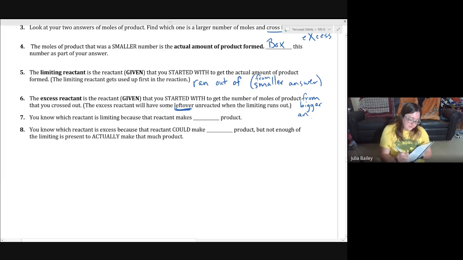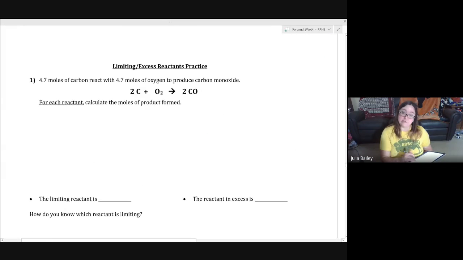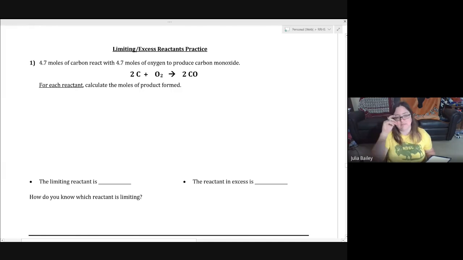You're going to know which reactant is limiting because the limiting reactant makes less product. Go figure. You're going to know which reactant is excess because that reactant could make more product, but there's not enough of the limiting present to actually make that much product. You could make more sandwiches with all of that cheese, except you'll never be able to because you ran out of bread. That's just the way it goes. So we're going to try a problem together.